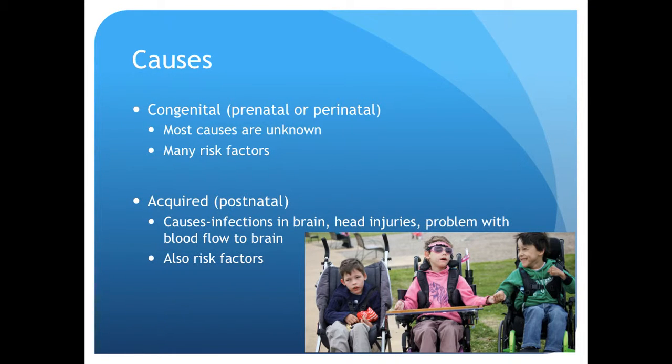The other category is acquired CP, which is postnatal. This means happening after birth. Some causes are infections in the brain, such as meningitis, head injuries or brain injuries, problems with blood flow to the brain. There are also some risk factors, which include blood clotting disorder and some genetic risk factors as well.